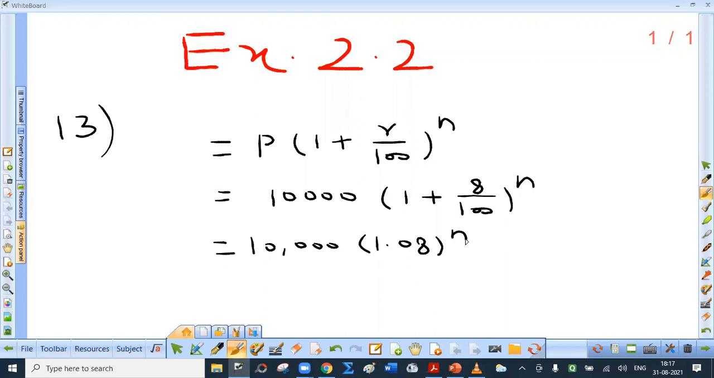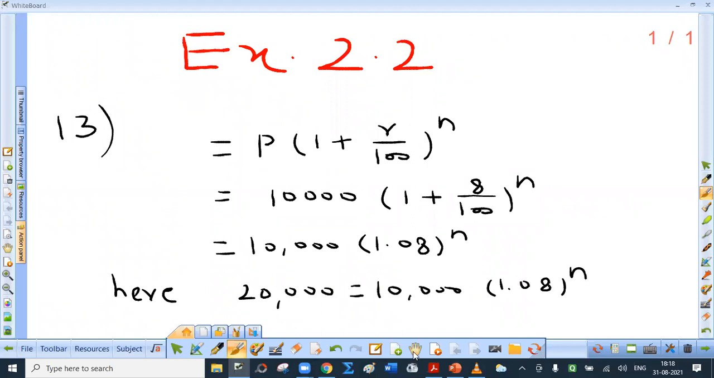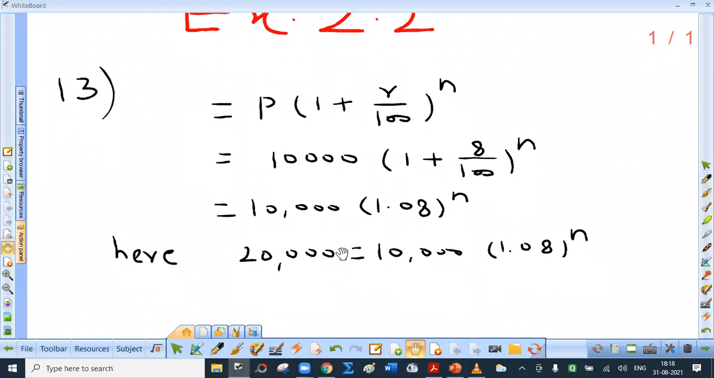Now what is asked? How long does it take to double the money by compound interest? Here 20,000 equals 10,000 into 1.08 raised to n, because we are asked how long it takes to double the money. Therefore 1.08 raised to n is nothing but 2.